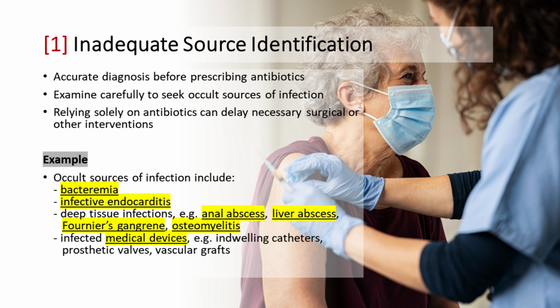For example, occult sources of infection may include bacteremia, infective endocarditis, deep tissue infections, and infected medical devices. Deep tissue infections may include anal abscess, liver abscess, Fournier's gangrene, or osteomyelitis. Infected medical devices may include indwelling catheters, prosthetic valves, or vascular grafts.